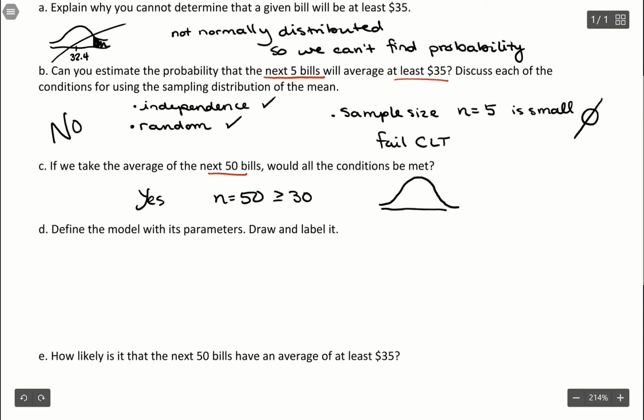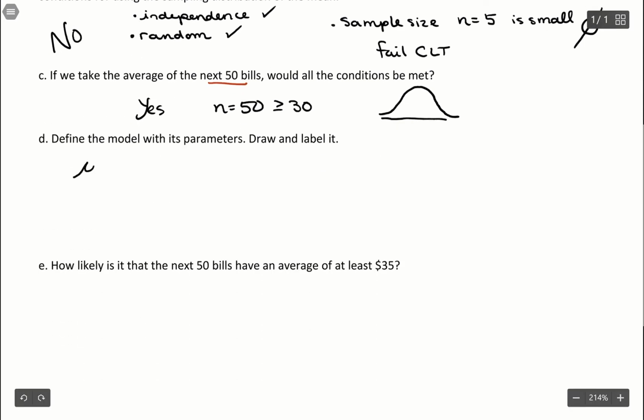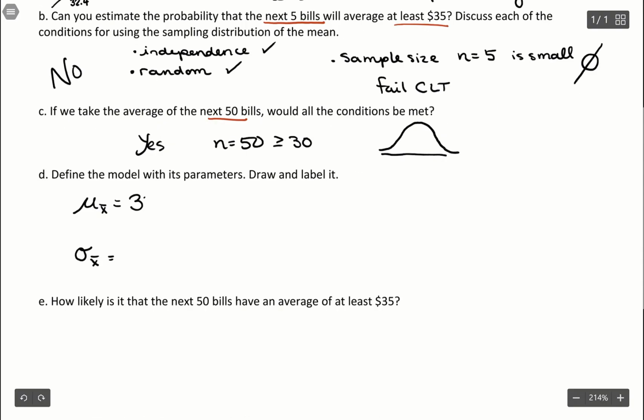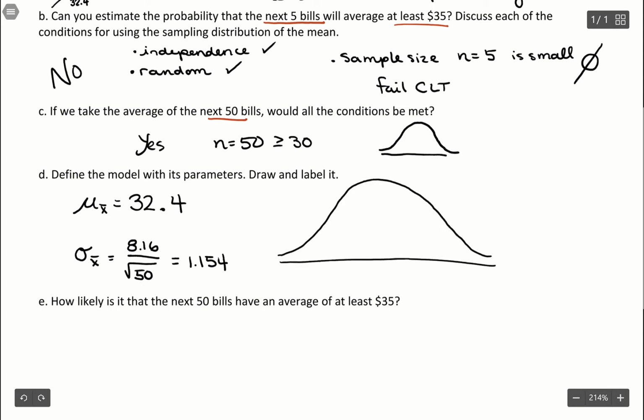So what we can do now is define our model. So we need to know the center of the distribution and the spread of the distribution. The mean is the mean, so we just grab the population mean that we had, which was that 32.4. The standard deviation we need to adjust, so we take our population standard deviation and divide by the square root of our sample size, which is 50 now. And that should give us a 1.154. So with that, we can start to get an idea of the model for if we take 50 bills from this restaurant, what would the averages look like?